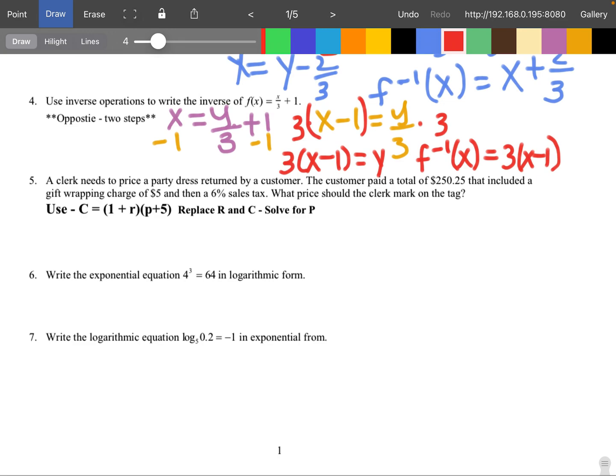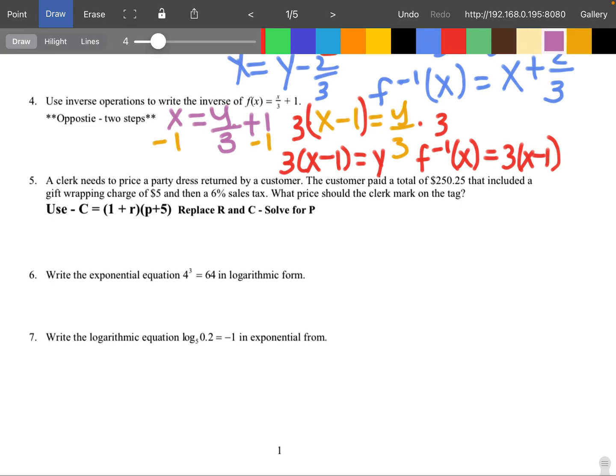Number 5, a clerk needs to price a party dress returned by a customer. The customer paid a total of $250.25. That included a gift wrapping charge of $5 and then a 6% sales tax. What price should the clerk mark on the tag?